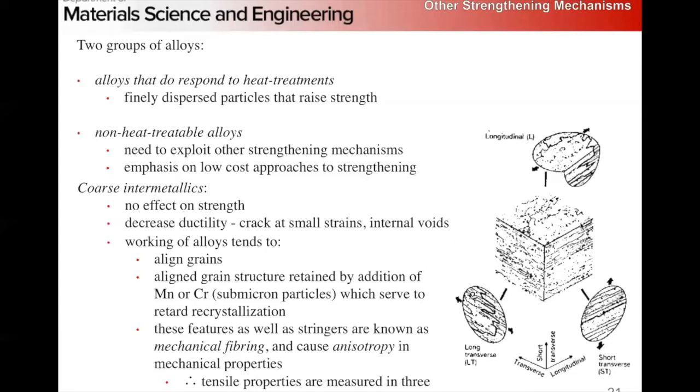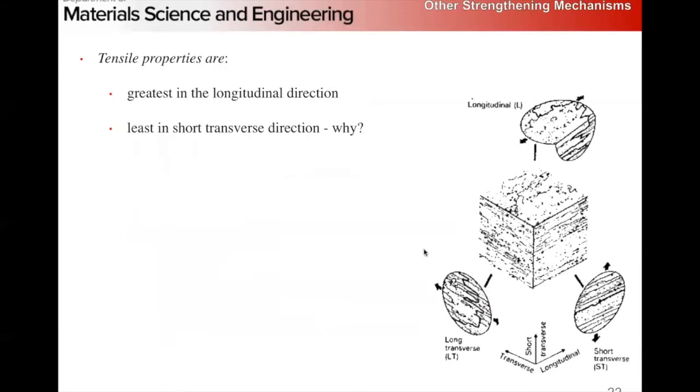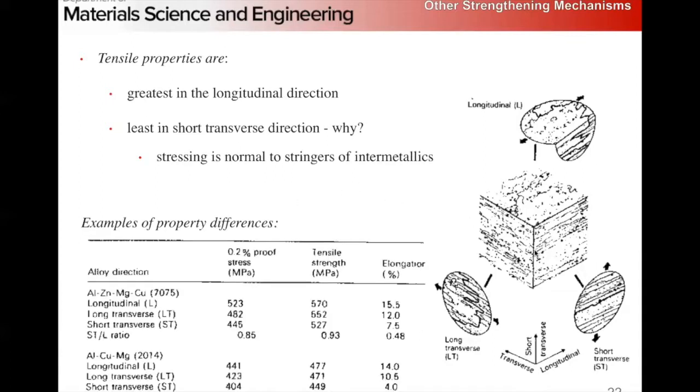So if we measure our tensile properties in these three principal directions, our tensile properties are greatest in the longitudinal direction, where we're pulling along these stringers. It's going to be the worst in the short transverse direction because we're pulling, remember, this is a 2D slice through a 3D structure. These are sort of like sheets of these intermetallics, and we're pulling normal to those sheets. So those are going to give us the worst properties because we're stressing normal to these stringers, right?